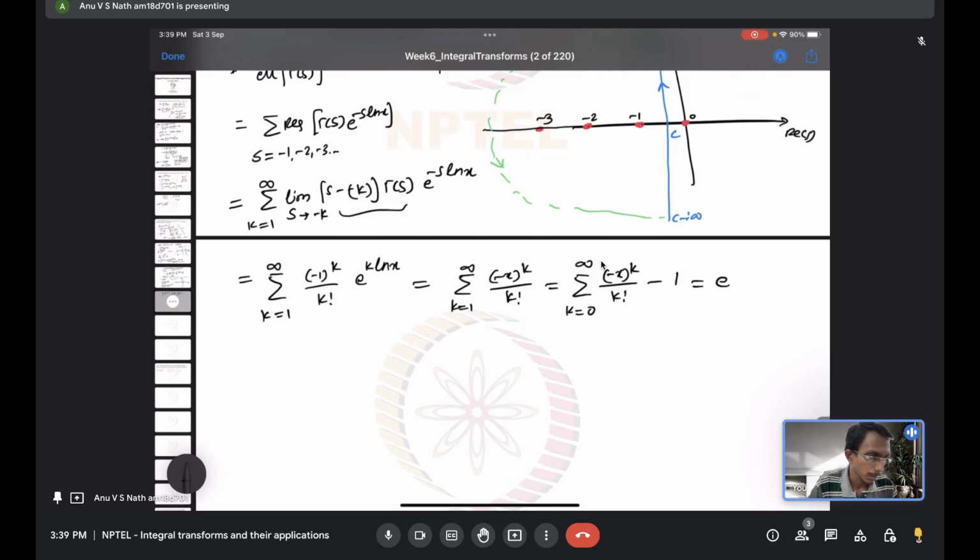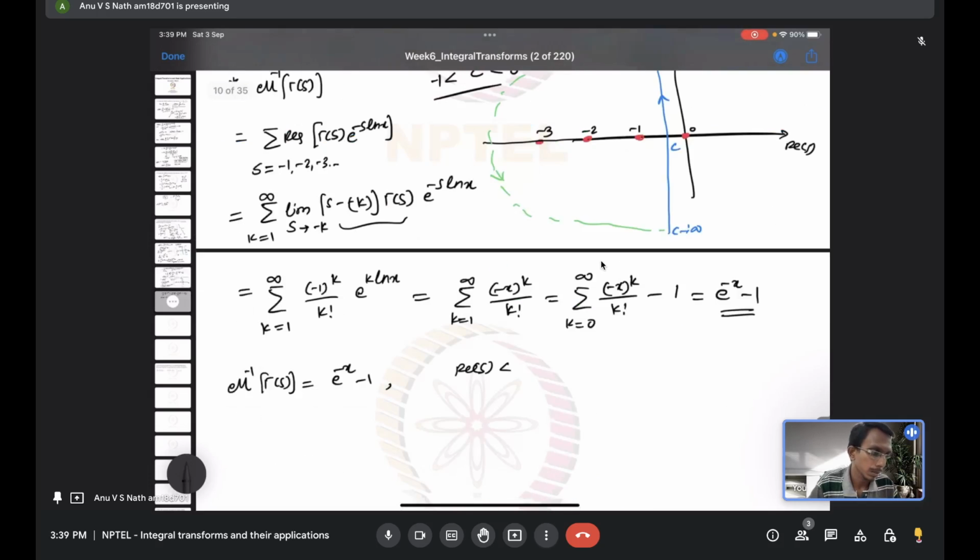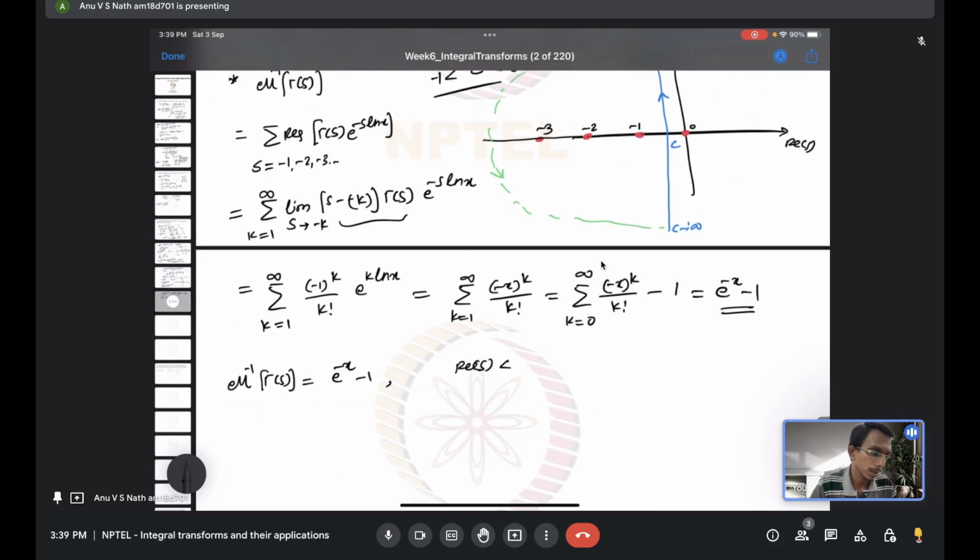Now you can write this as e raised to minus x, minus 1. So what we have found is that the Mellin inverse of the gamma function is now exponential of minus x minus 1, where the real value of s, that is basically the range of c, will appear as the range for s. The real value of s should lie between 0 and minus 1. If that is the case, then we will get this solution.